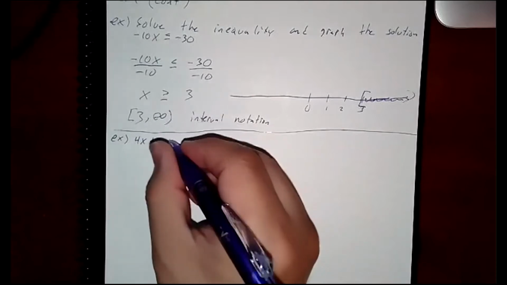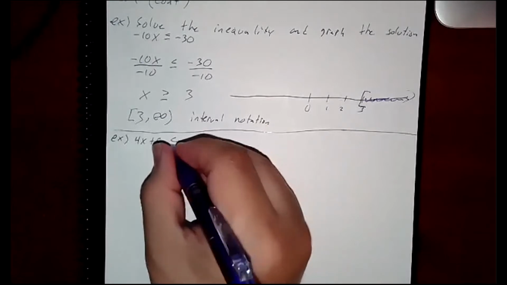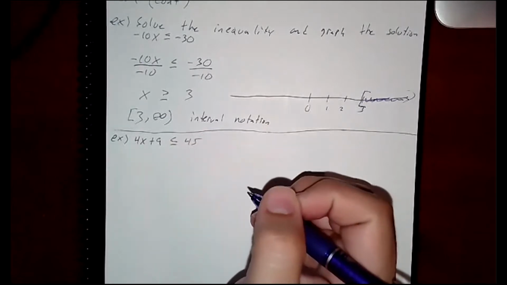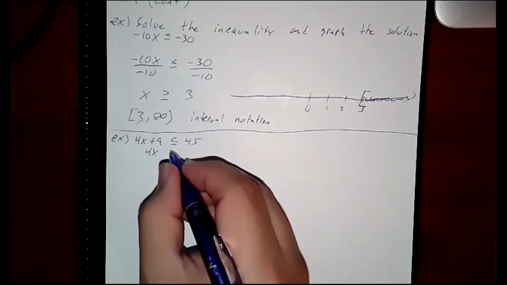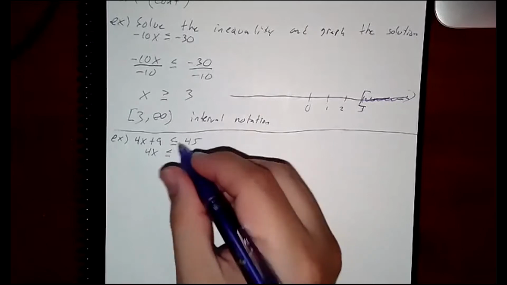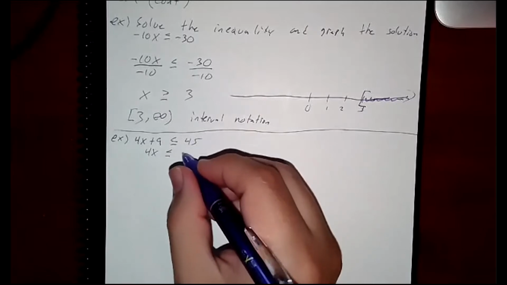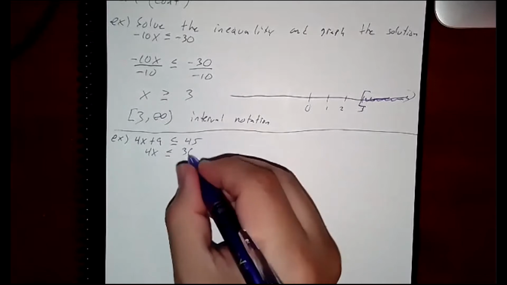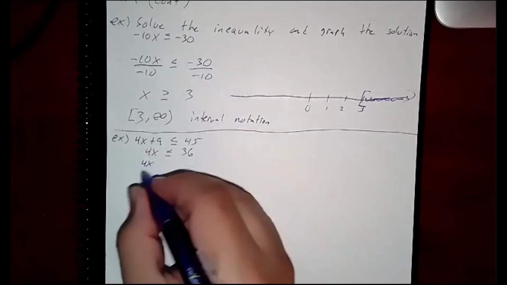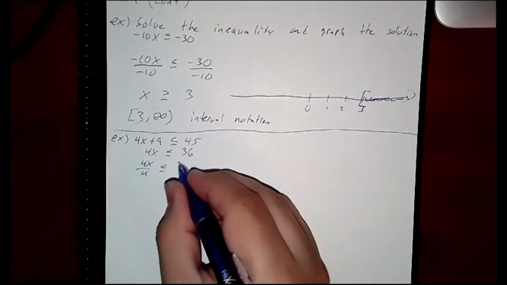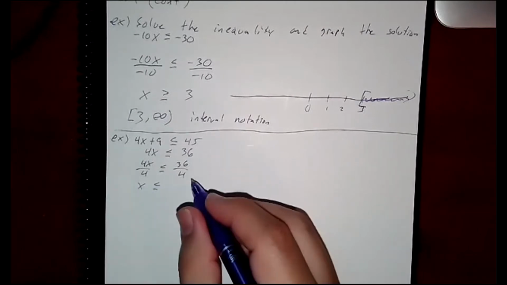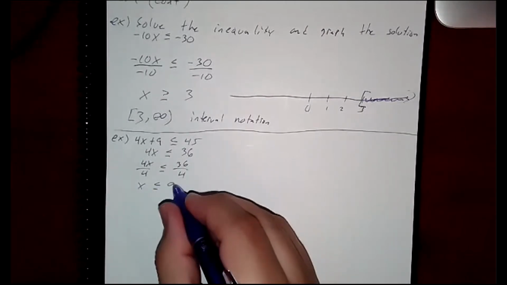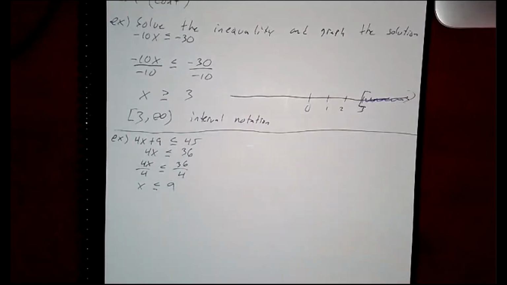Okay. Let's do another one. So you subtract 9. 45 minus 9, that's going to be what? 36. Then you divide by 4. Then you get 9. So notice how I did not divide by a negative, so the symbol stayed the same.